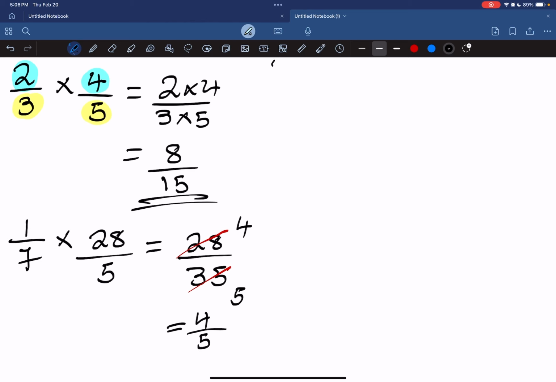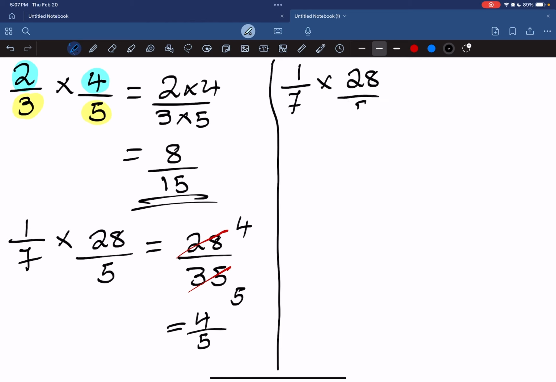Remember, I told you it can be a case where you don't necessarily just multiply and then simplify after. You could actually simplify first, then multiply after. This is what I mean. Let me just rewrite the 1 over 7 times the 28 over 5.